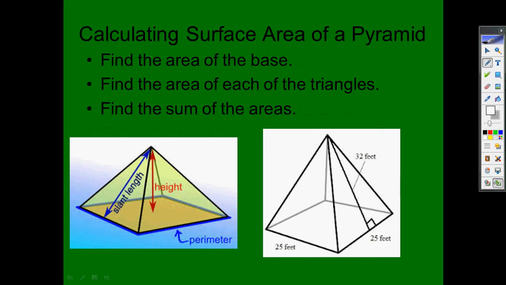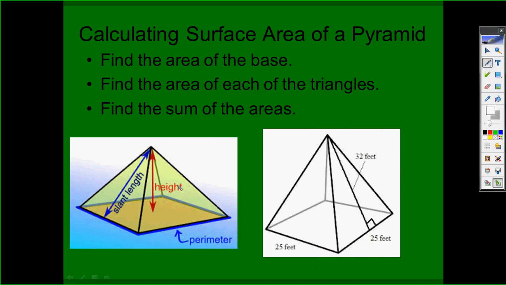This is the last example. We're going to look at a pyramid, and a couple things I want to point out with the pyramid. You have a base that could be many different shapes. In this case, we have a square, and then the pyramid has a height, and then each side has what we call a slant height.